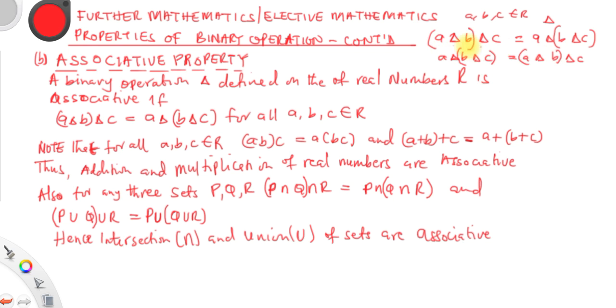We have three elements, and you are going to use the operation triangle to evaluate them. You evaluate the first two, and the answer you get, you combine with the third element, and then you get an answer. Then you evaluate the last two elements first, and the answer you get, you combine with the first element, and you get another answer. If you compare these two answers and they are the same, then we are saying that the operation triangle is associative. It's not difficult at all.